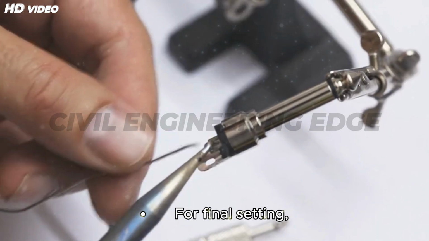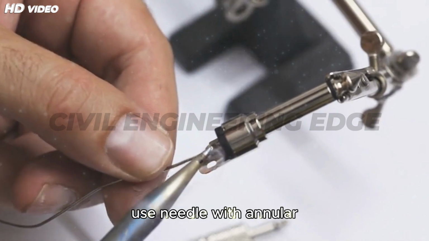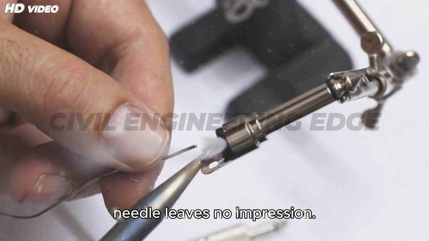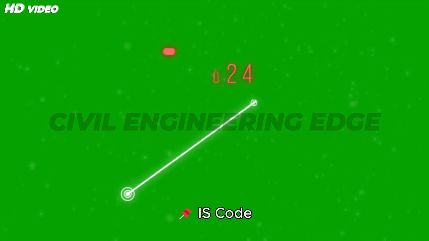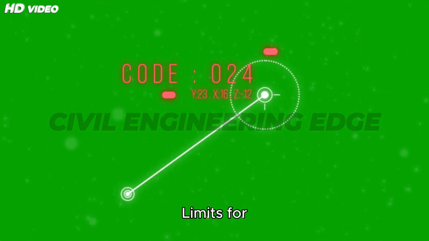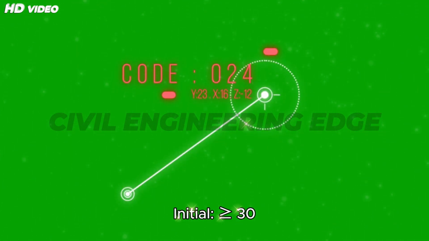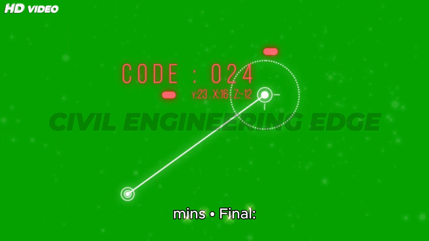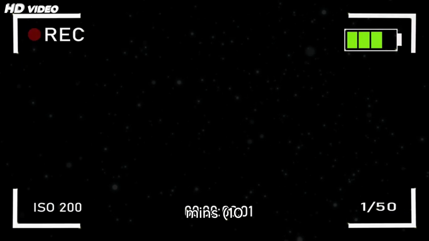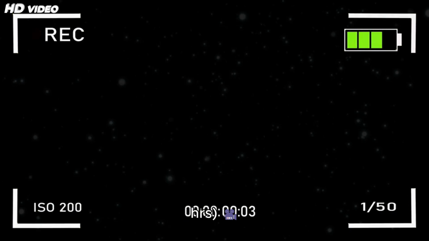Initial setting time is recorded when the needle penetrates to 5 to 7 mm from the bottom. For final setting, use a needle with an annular collar. Final set is reached when the needle leaves no impression. IS code limits for OPC: initial is greater than or equal to 30 minutes; final is less than or equal to 600 minutes, 10 hours.